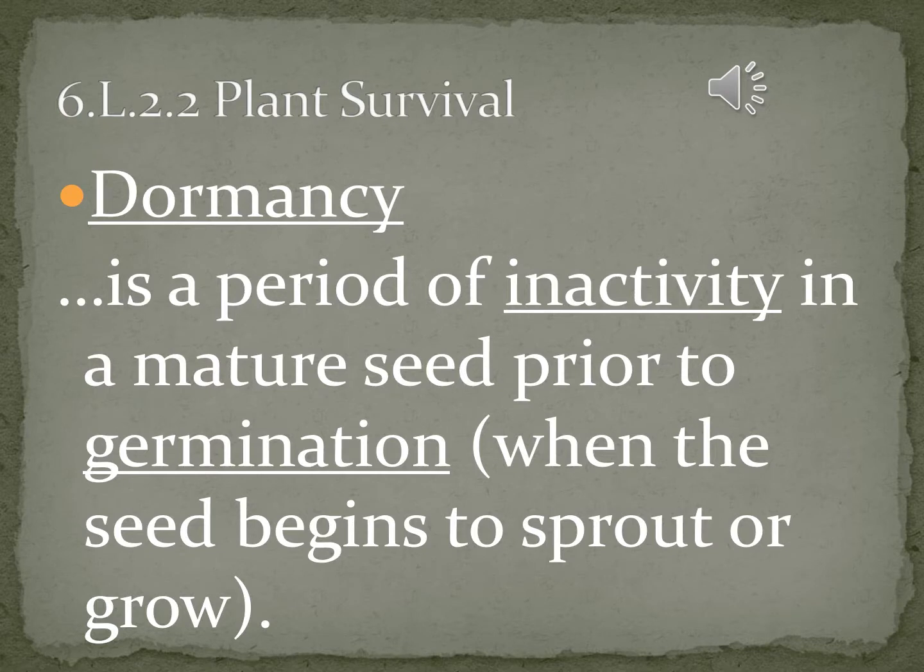In the next two slides, we're going to be talking about dormancy and germination. Dormancy is basically when a seed is still a seed and it hasn't grown into a plant yet. It is a period of inactivity, so a period of inactivity for a mature seed prior to germination. Germination is when the seed actually begins to sprout.